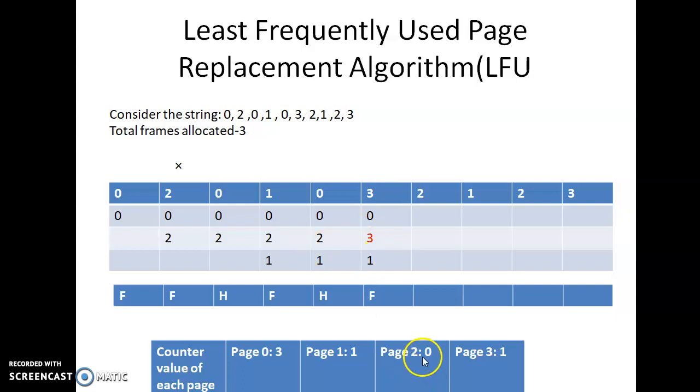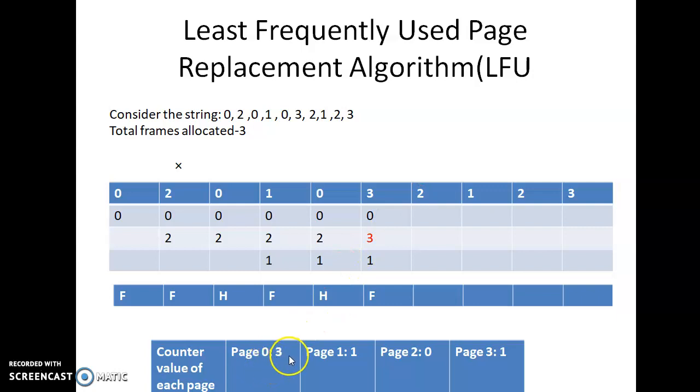As page 2 has been replaced, its counter value is decremented, and page 3 has been referred, so its counter value has been increased here. Now the next request is of the page 2. Again we will be looking at the counter value.